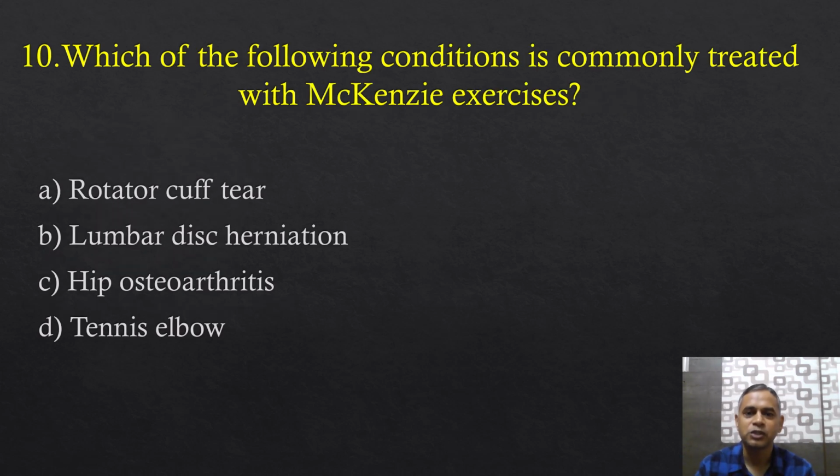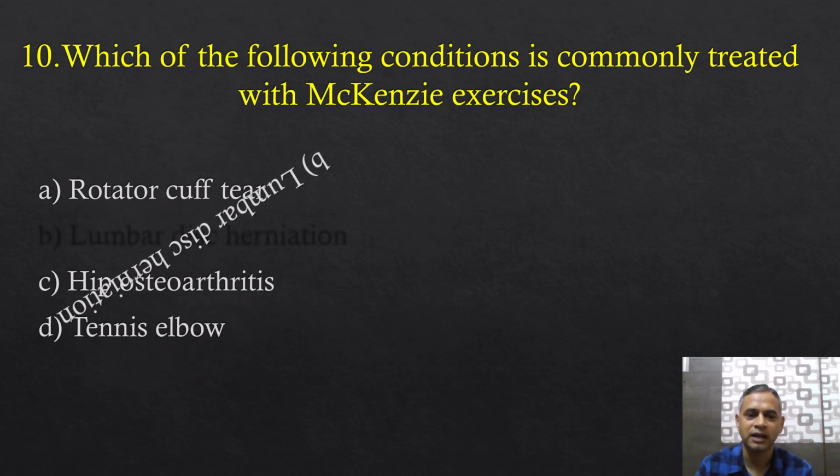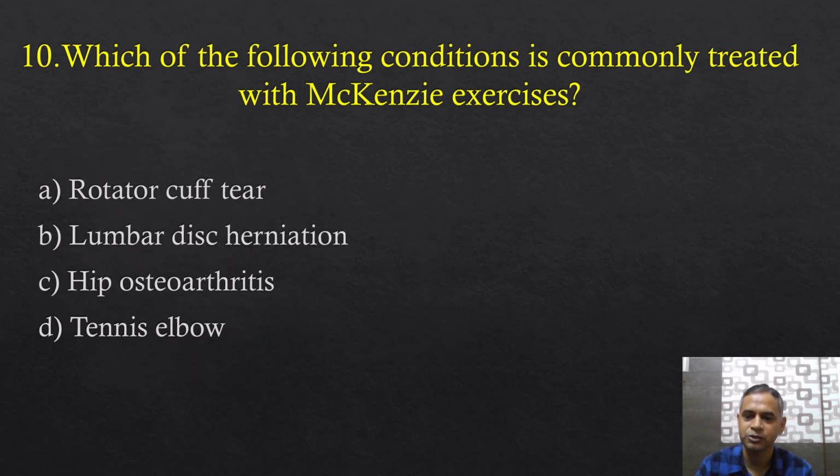Number 10. Which of the following conditions is commonly treated with the McKenzie exercises? A. Rotator cuff tear, B. Lumbar disc herniation, C. Hip osteoarthritis, D. Tennis elbow. So the answer is lumbar disc herniation.